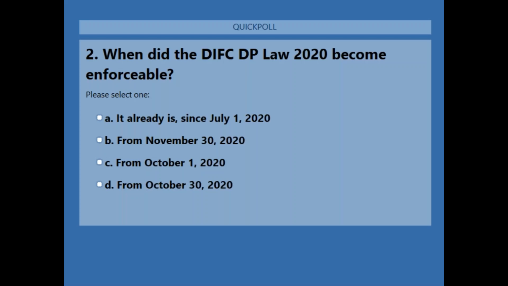And meanwhile, it looks like we have a question from the audience. Not sure I understand the question from the audience, but we had a question about the date. So the reference to the law within the law is that it's the DP Law of 2020. And we're asking, when did it become enforceable? It already is enforceable, and it became enforceable sometime during 2020, so not in 2021.